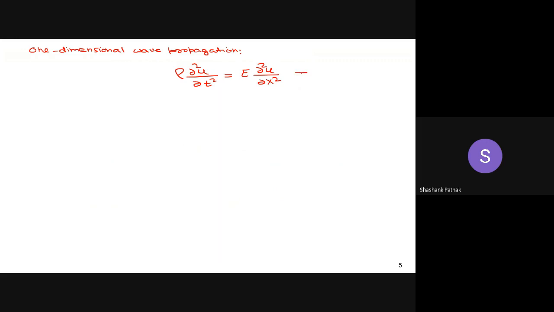So we can also write this as u_tt equal to c square u_xx. When we are writing u_tt, it means the double partial derivative with respect to time. And when we are writing u_xx, it is the double partial derivative with respect to x. And c square is nothing but E upon rho. This means c equals root E upon rho. So this c is your wave propagation velocity.